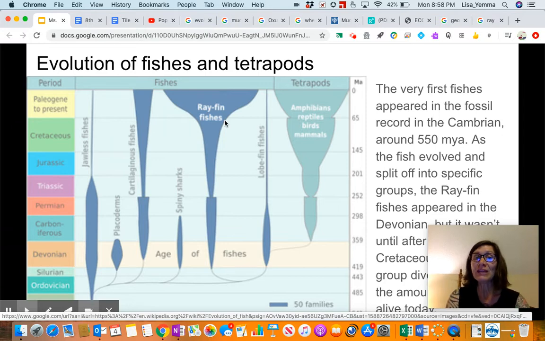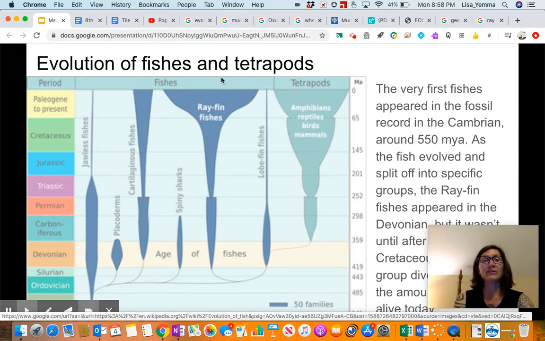In fact, the ray fin fishes up into recent have really diverged into group of a class of organisms with a lot of orders, family, genus, and species. So I tried to explain that on the right there. As the fish evolved, they split off into different groups. The ray fin fish appeared in the Devonian, but it wasn't until after the Cretaceous when the group divided and there was so much diversity.